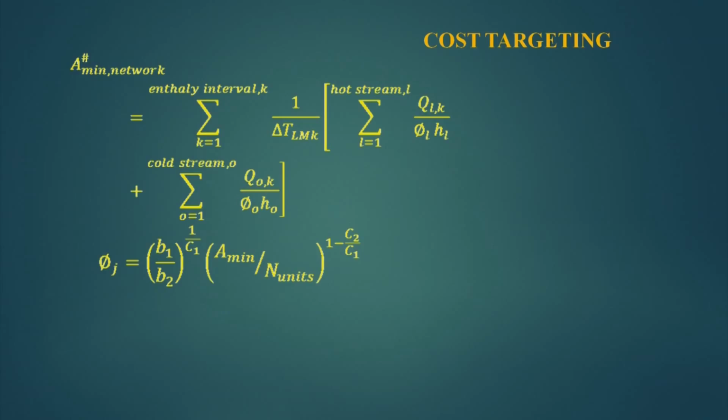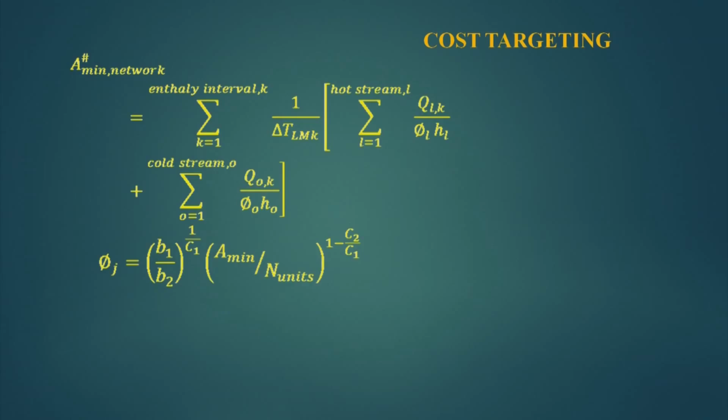Now, the earlier equation which we have shown, there we have taken Q by phi h values for cold as well as hot. Now, this can be broken into hot streams and cold streams. So, if we do so, then A minimum hash of the network is equal to summation for all enthalpy intervals, where k shows the enthalpy interval and it is varying from k equal to 1 to number of enthalpy intervals K, multiplied by 1 by delta T Lm k.